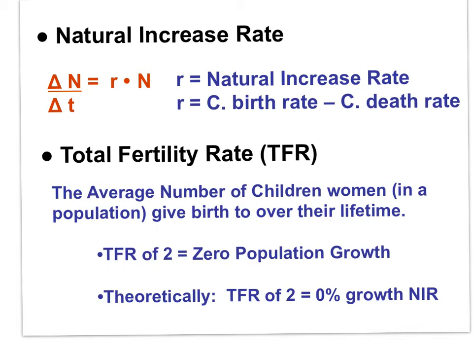Now, theoretically, a total fertility rate of 2 is 0 population growth. But a country with a TFR of 2 may still have a positive natural increase rate because of a large pre-reproductive cohort growing up into what will become the reproductive cohort.